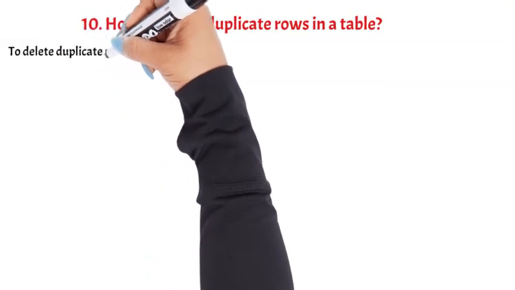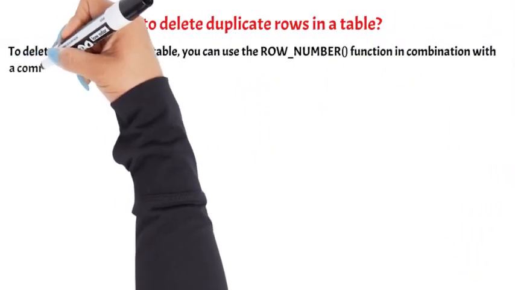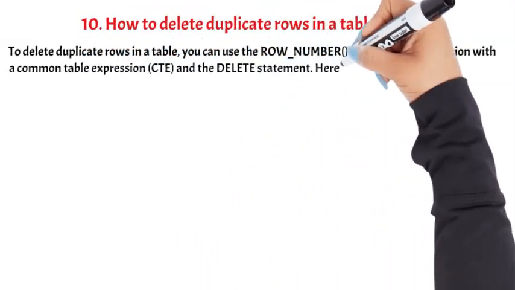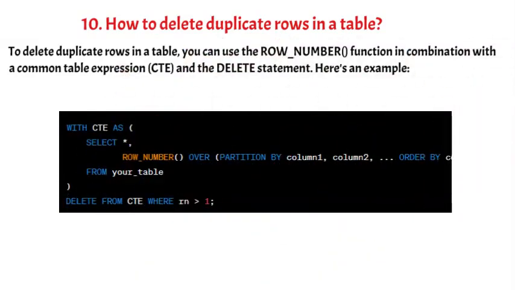10. How to delete duplicate rows in a table. To delete duplicate rows in a table, you can use the row_number function in combination with a common table expression, CTE, and the delete statement. Here's an example. In this query, replace your_table with the name of your table and column1, column2 with the columns that define the duplicate records.